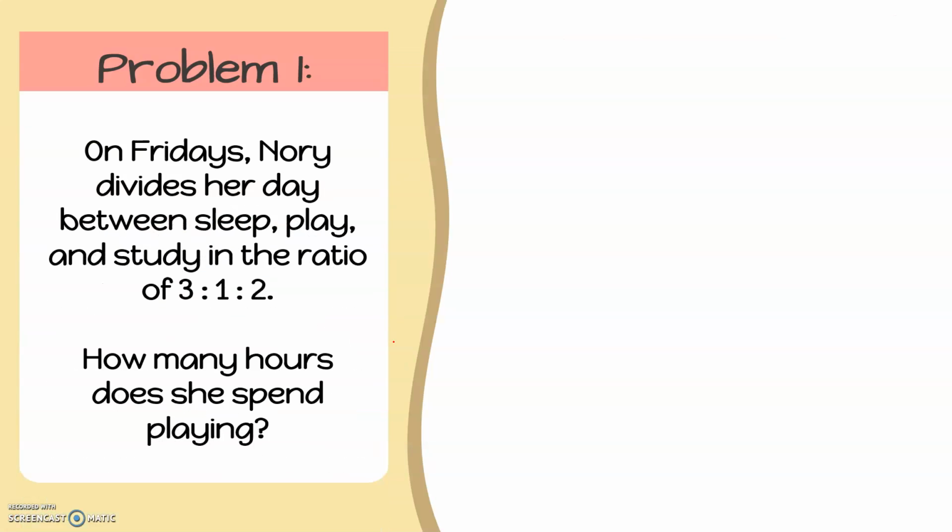For our first problem, on Fridays, Nori divides her day between sleep, play, and study in the ratio of 3:1:2. How many hours does she spend playing? So this kind of proportion is a partitive proportion because you are given here a whole and a ratio, which is 3:1:2. Our whole here is the Friday, one whole day.